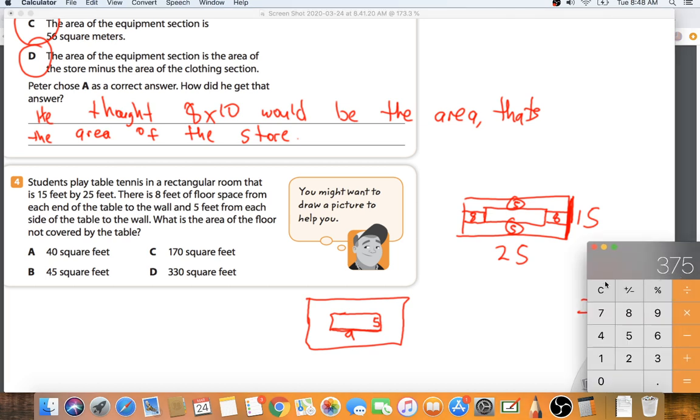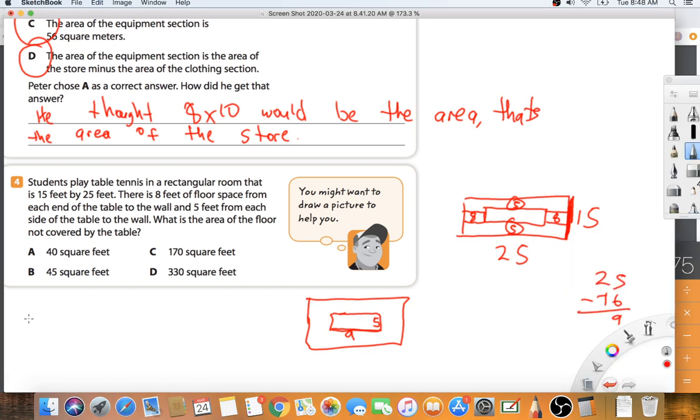So now I have the area for both ones. I'm going to do 25 times 15 because the area of this whole thing is 375. And I need to take away the area of this one inside, 9 times 5, which is 45. When I subtract this, I get 330. That means that this area right here, the area not covered by the table, would be 330.